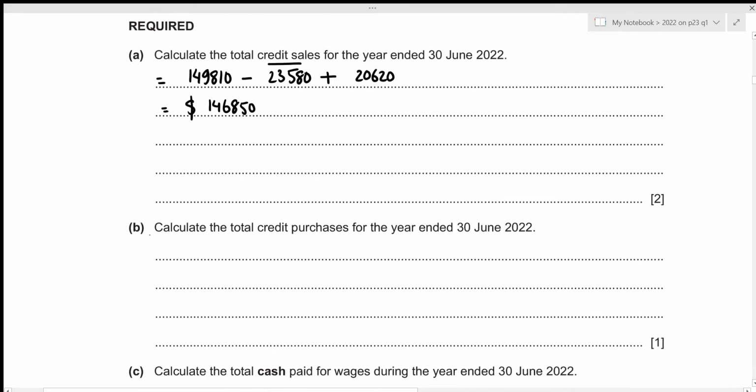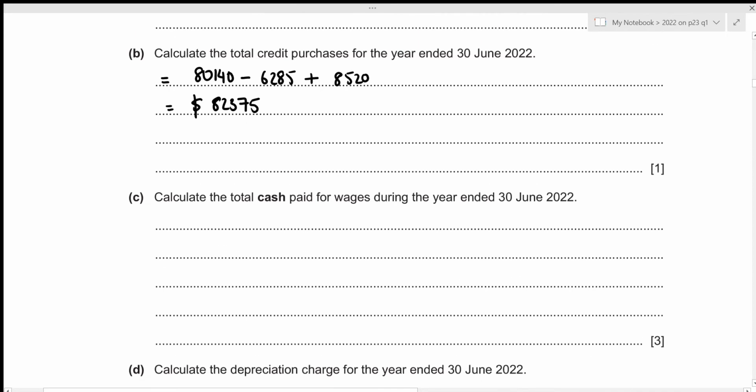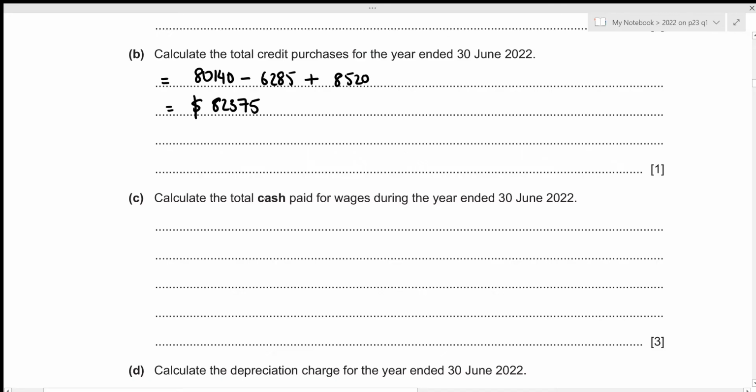We start with the total amount that we paid to credit suppliers, that's 80,140. Then we subtract the previous year's credit purchases, which was 6,285. Then we add the current year's trade payables, so that's 8,520. This gives the total credit purchases for the year ended 30 June 2022 a value of 82,375. All right.